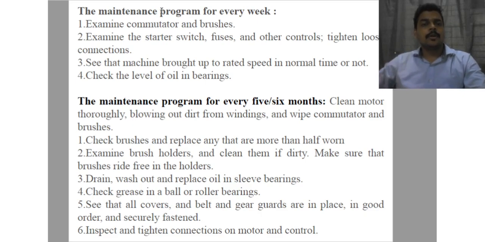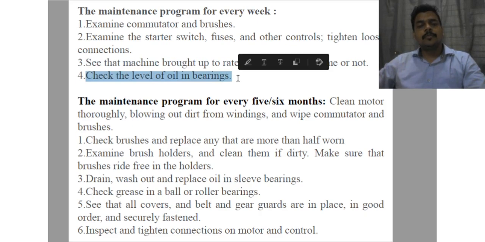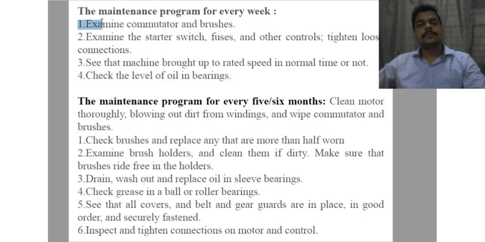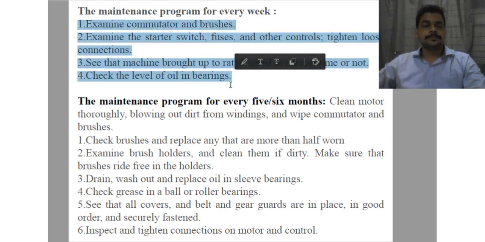For the weekly maintenance program, we have to examine the commutator or brushes, examine the starter switch, the fuse and other controls, and tighten loose connections. If there is a possibility that the connections are loose, then we have to tighten them. See that the machine is brought up to the rated speed in normal time or not. Check the level of oil in the bearing. So for every week we have to do all these procedures.